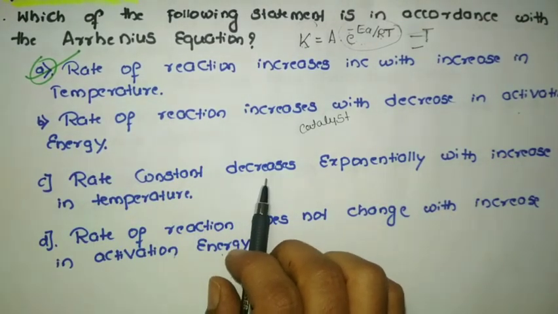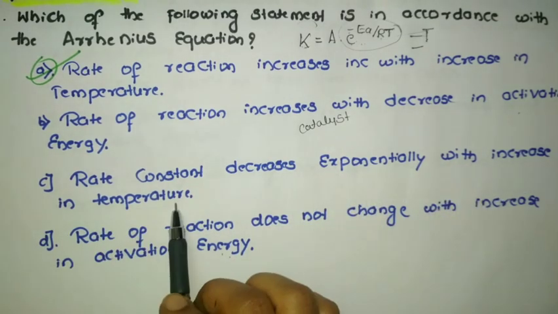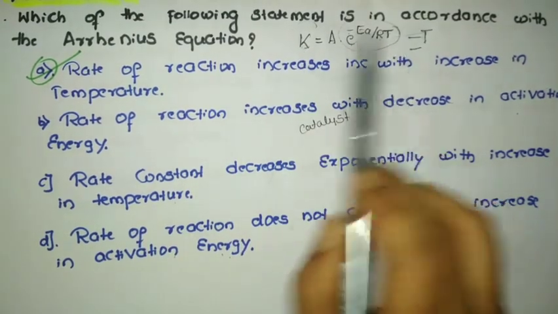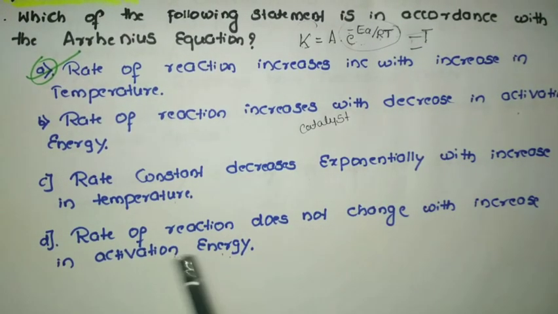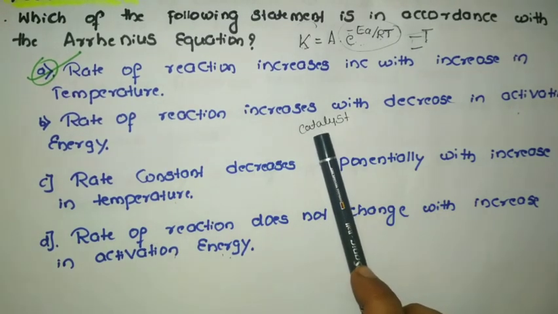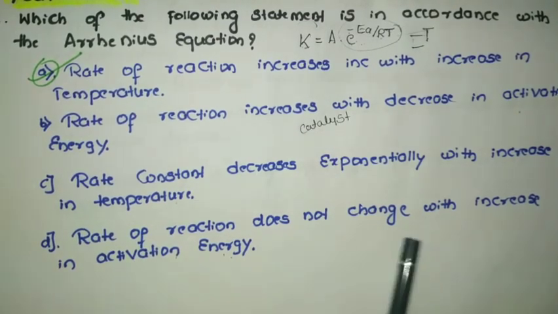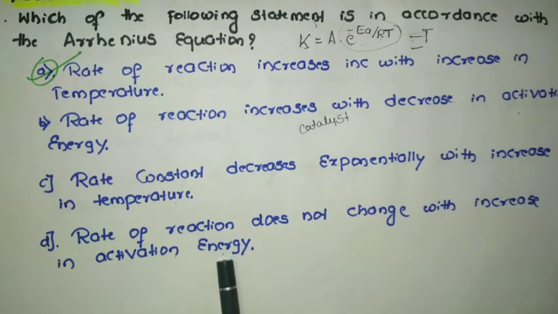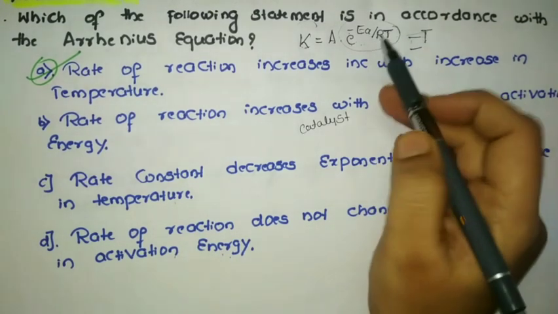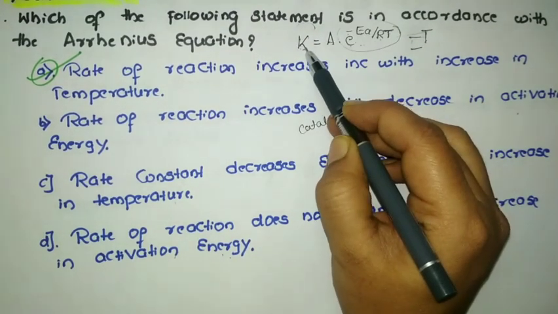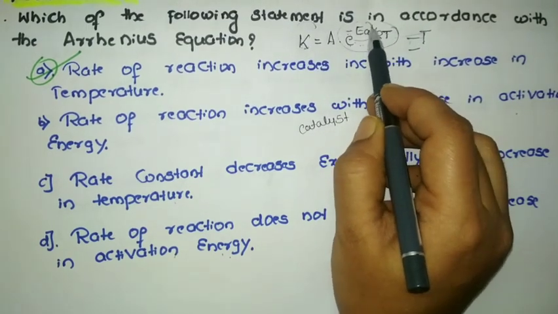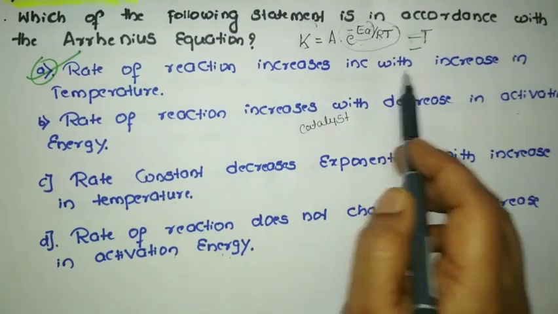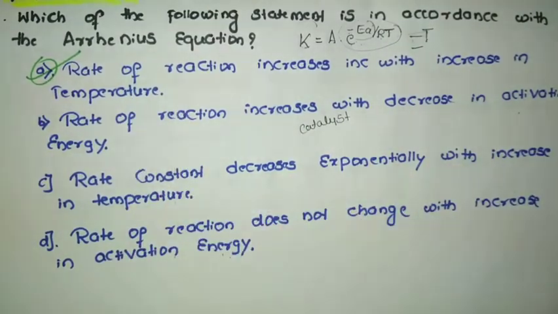Rate constant decreases exponentially with the increase in temperature: no, you can observe from the equation that is given. The rate of a reaction does not change with increase in activation energy: this is quite related to the previous option, but here also you could see that the rate of reaction definitely is affected by the activation energy. So the rate of reaction increases with the increase in temperature is the correct option.